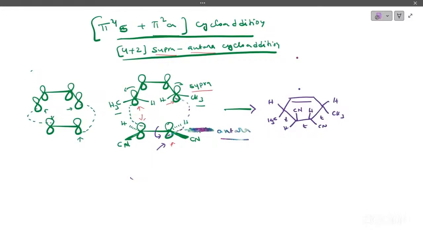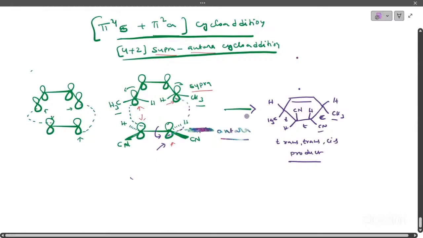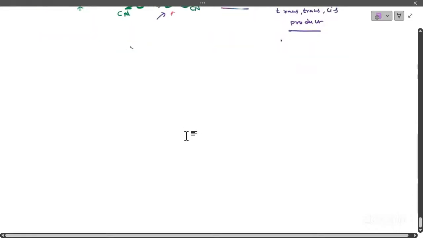Okay, just a minute. You want the same side, right. This is the cis. No, sorry. Ah, trans. The trans cis product is generated. Trans cis product is generated. Then coming to the third stereochemical mode.